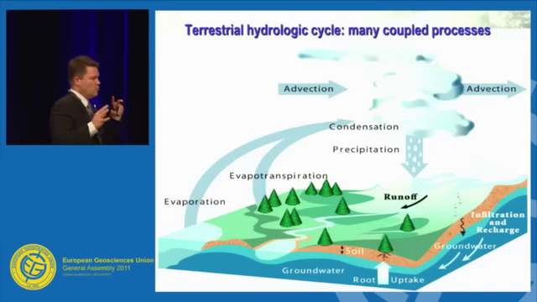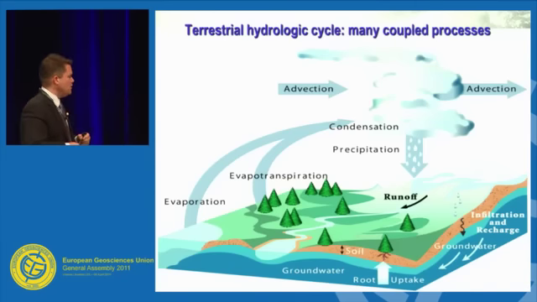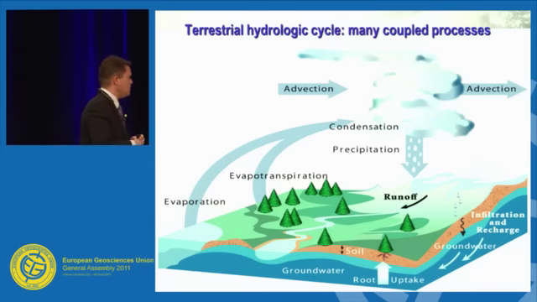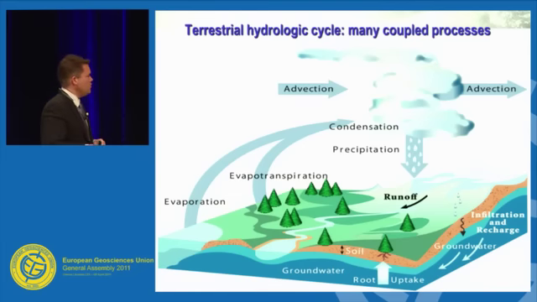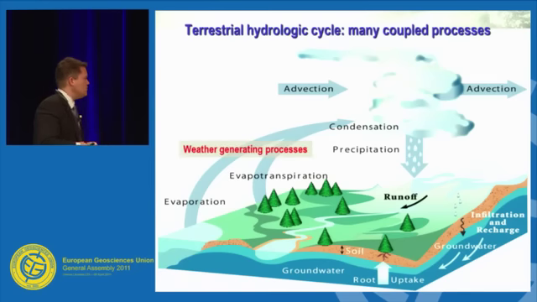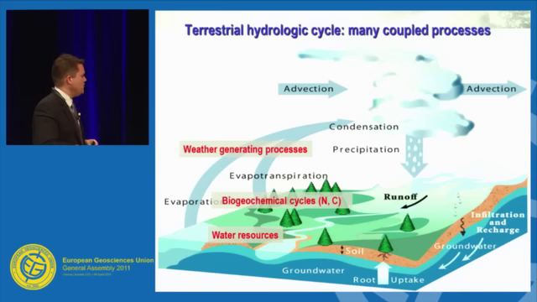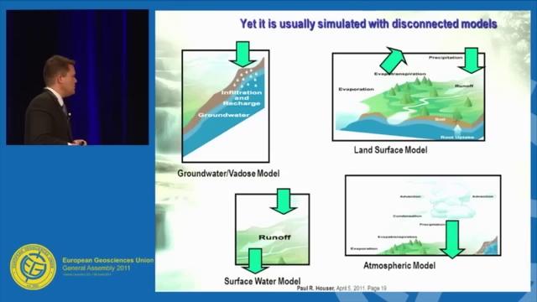Now I'm going to depart from the water cycle and talk about land surface modeling specifically. That's my area of expertise, and I want to focus on that for the next little part of this talk. So the terrestrial hydrological cycle has many coupled processes: weather generating processes, water resources, biogeochemical cycles, for example, and all the other words you see on here of water transfer between different parts of that system. The way we do modeling now, we typically divide the world up into smaller boxes where we have, say, a groundwater model separated from a lake or river model, separated from an atmospheric model, and we do all those different things separately.